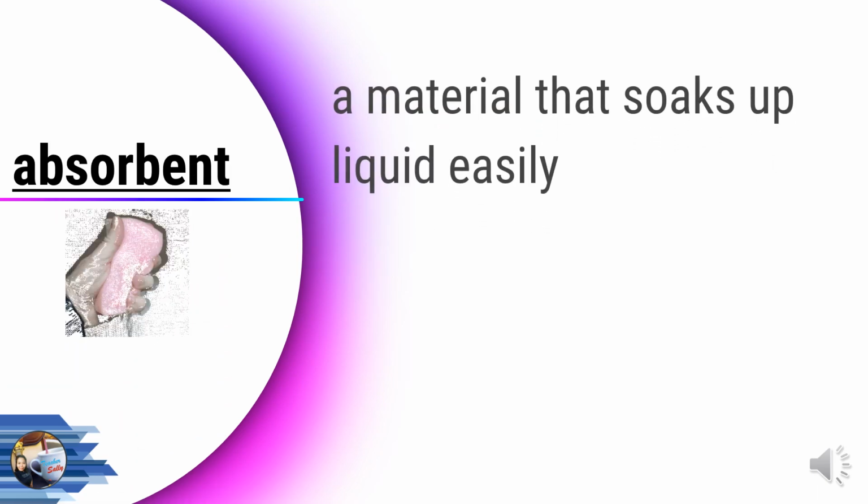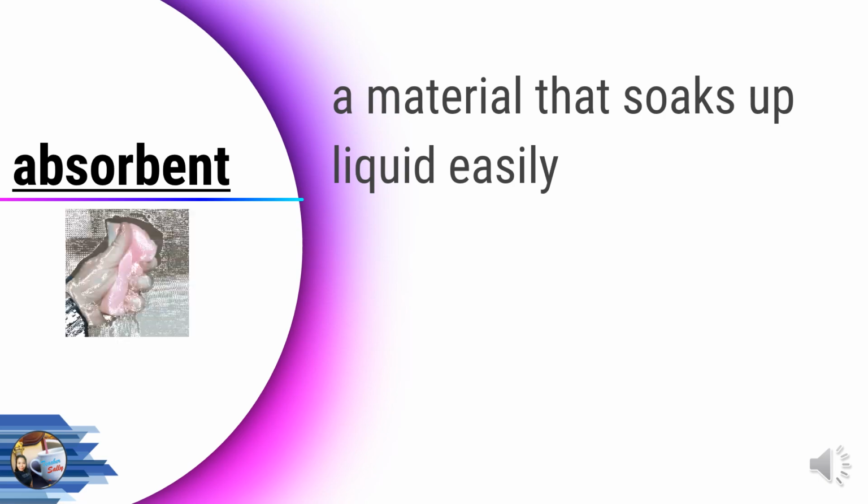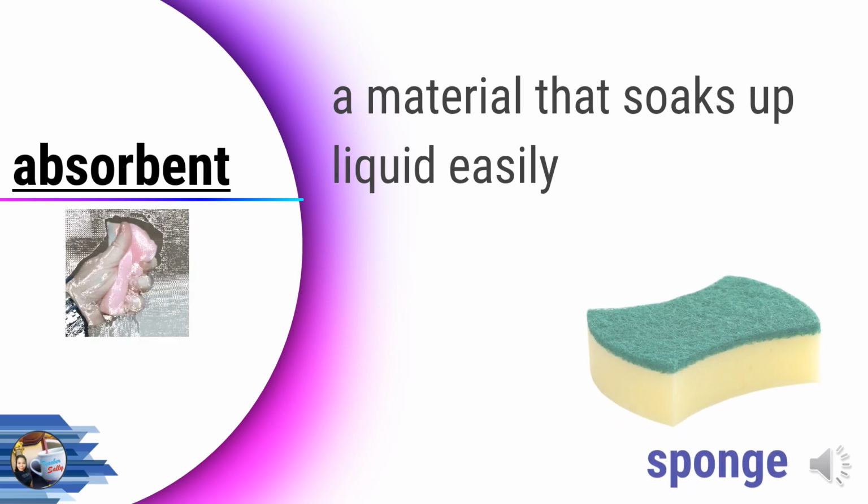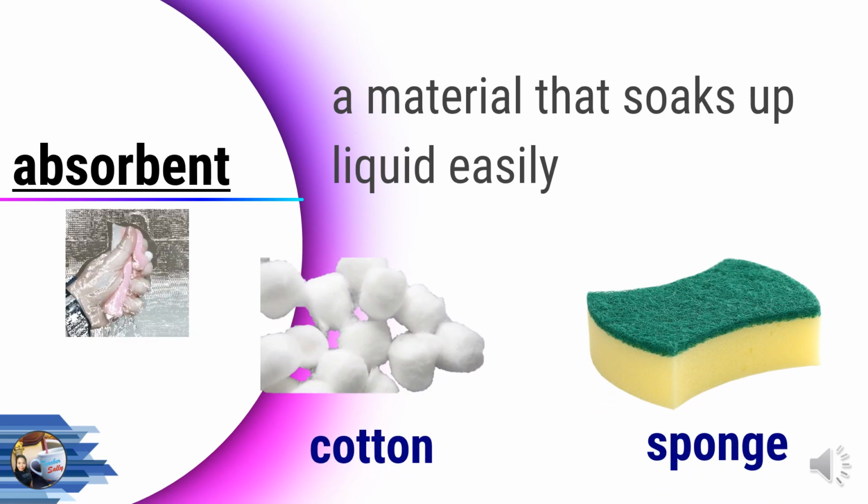There are also materials that are able to take liquid in through surfaces and to hold it. This property is called absorbent. It is a material that soaks up liquid easily. Examples are sponge and cotton.